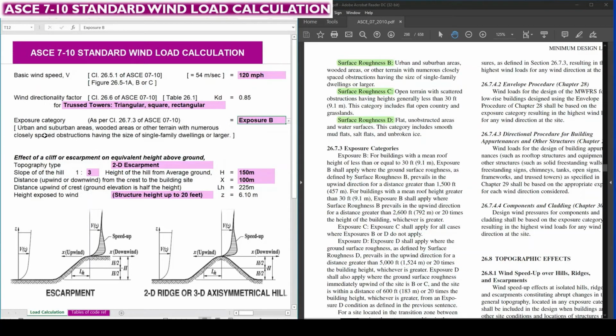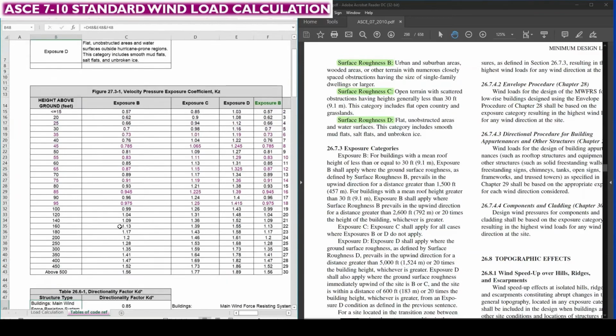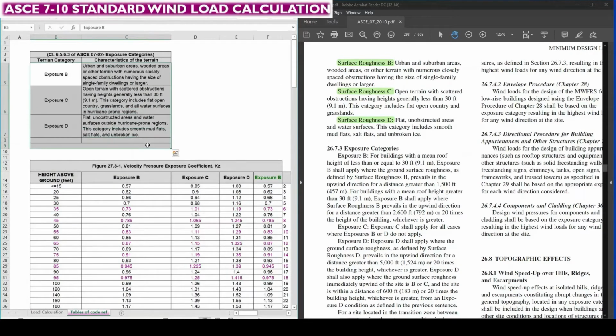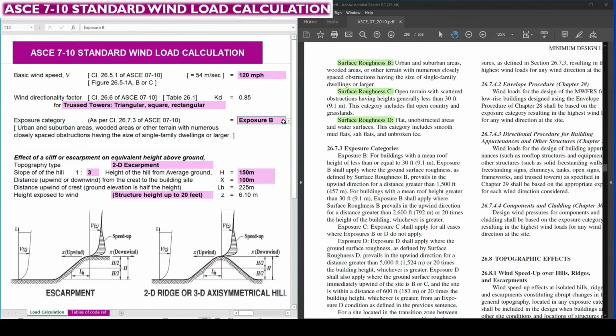For B, you can see here the definition which is extracted from the table. For D, it is flat, unobstructed areas and water surfaces outside hurricane-prone regions. This category includes smooth mud flats, salt flats, and unbroken ice. So we can consider exposure C.